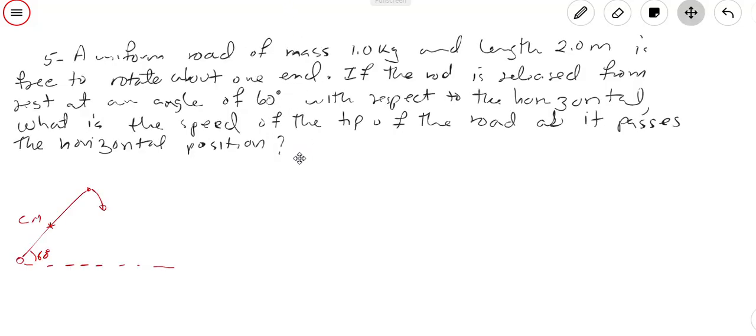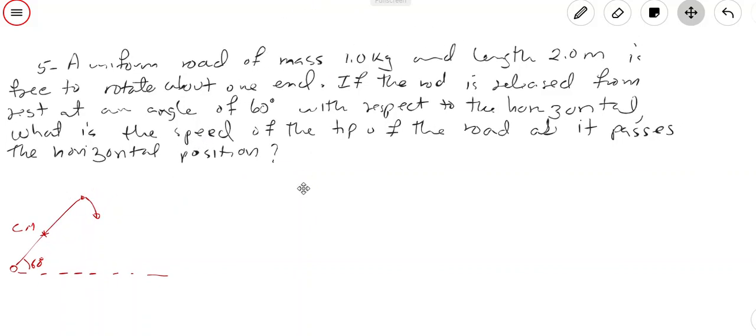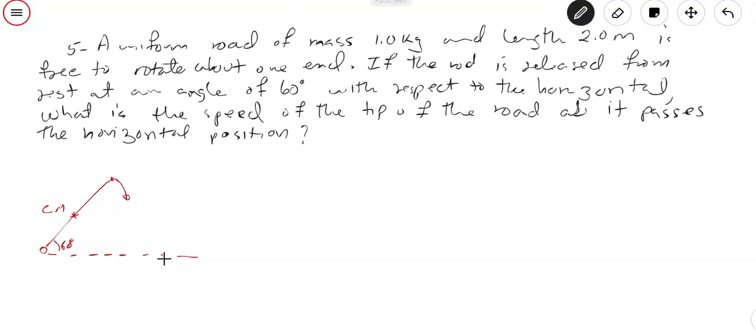In this problem now, we have that a uniform rod of mass 1 kilogram and length 2 meters is free to rotate about one end. If the rod is released from rest at an angle of 60 degrees with respect to the horizontal, they ask what is the speed of the tip of the rod as it passes through the horizontal position. So we want to find what is going to be the speed of this rod over here when it's passing through the horizontal position.